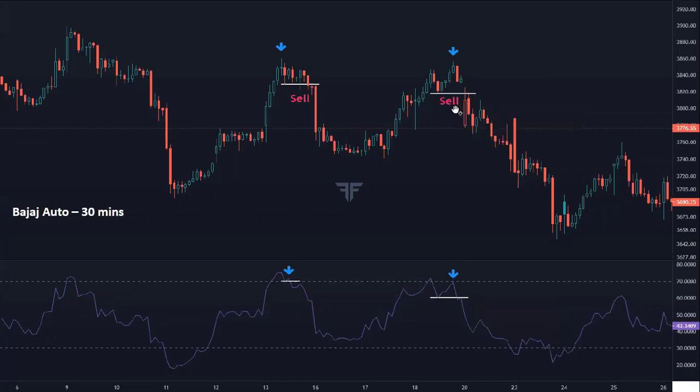So a second sell signal was generated over here. Again, the stop loss for that trade is about this high. So that's how you place a stop loss once you enter a trade.